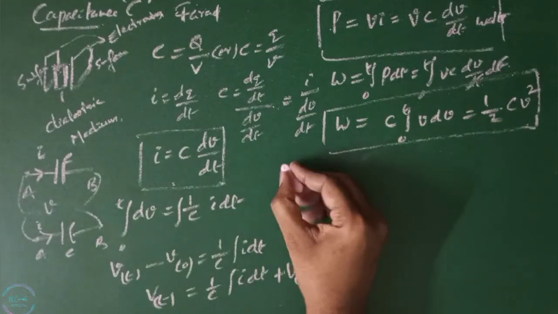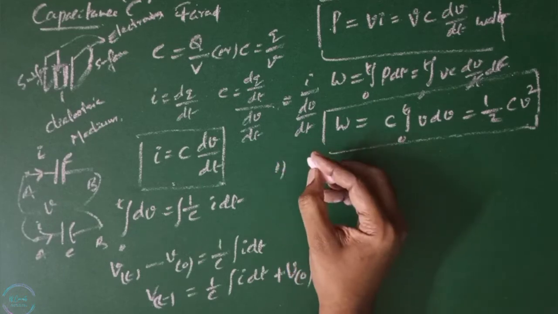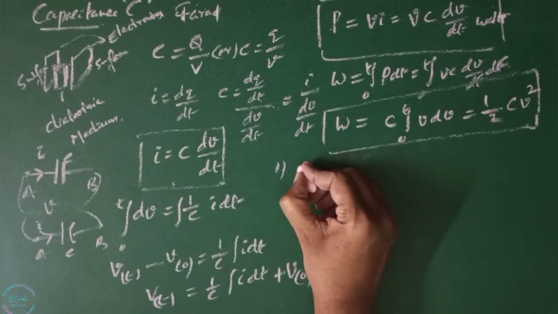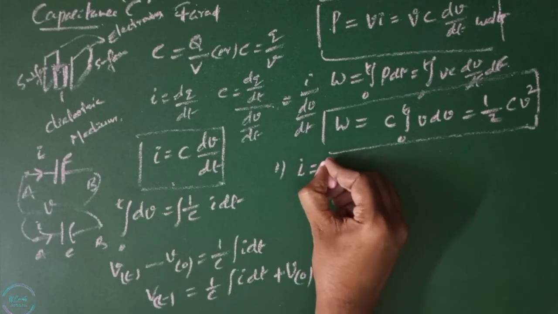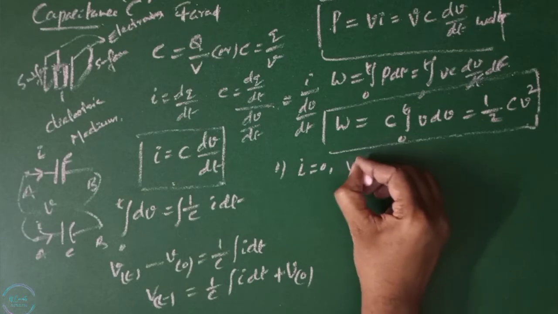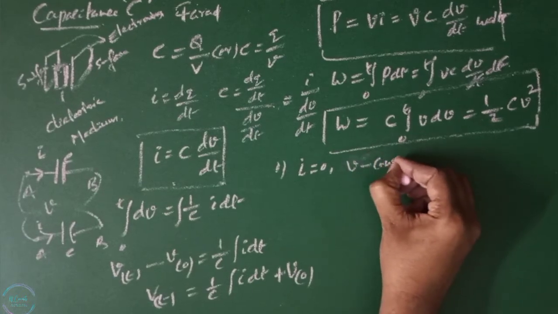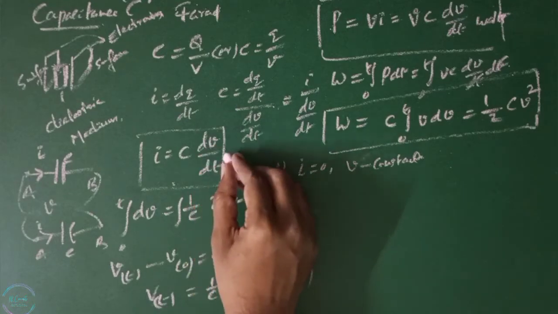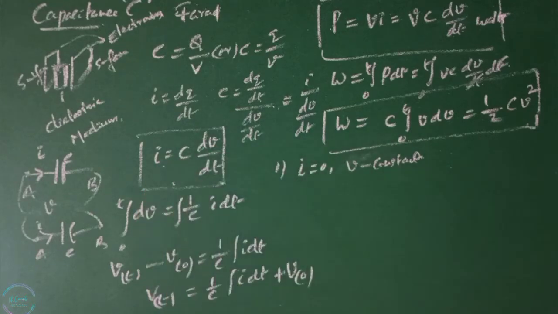From all these equations, you can conclude, first, the current in the capacitor is 0, that is i equals 0, if the voltage across it is constant, that v is constant, or there is no change in voltage, which is nothing but a DC value. For DC values, dv by dt equals 0, so current is 0.